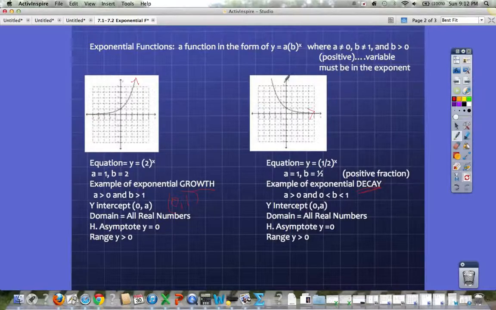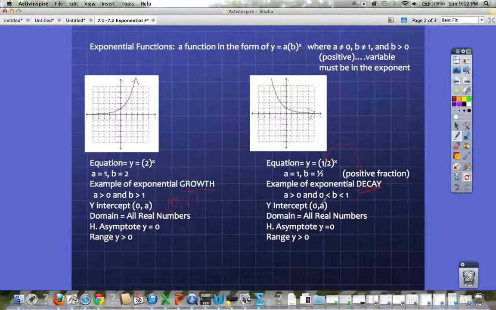Alright, so that would be like the population, you know, some deadly disease in a population of deer, and suddenly they are dying very, very fast and almost to the point of extinction. That would be a decay, exponential decay. A has to be greater than 0, and b has to be greater than 0 but less than 1. In other words, b has to be that positive fraction. Okay, that's what that means.